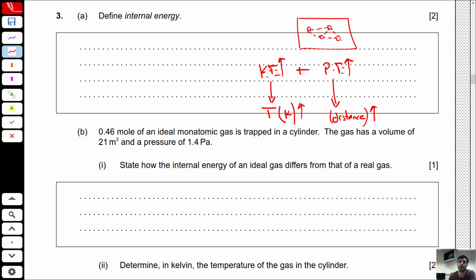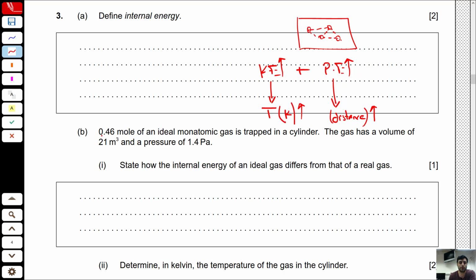Whereas the kinetic energy is half mv squared, so it depends on velocities, and velocity depends on temperature. So the higher the temperature, the more excited the particles get. When they get more excited, they travel faster, and traveling faster leads to higher kinetic energies.